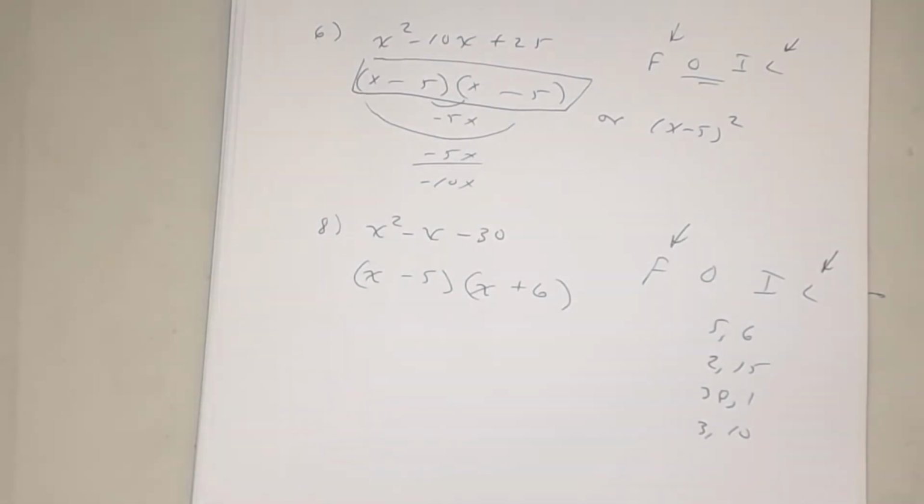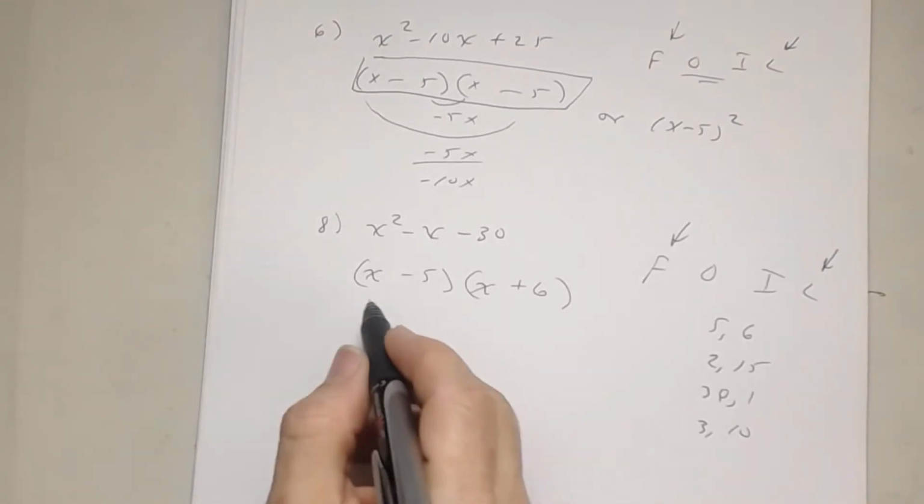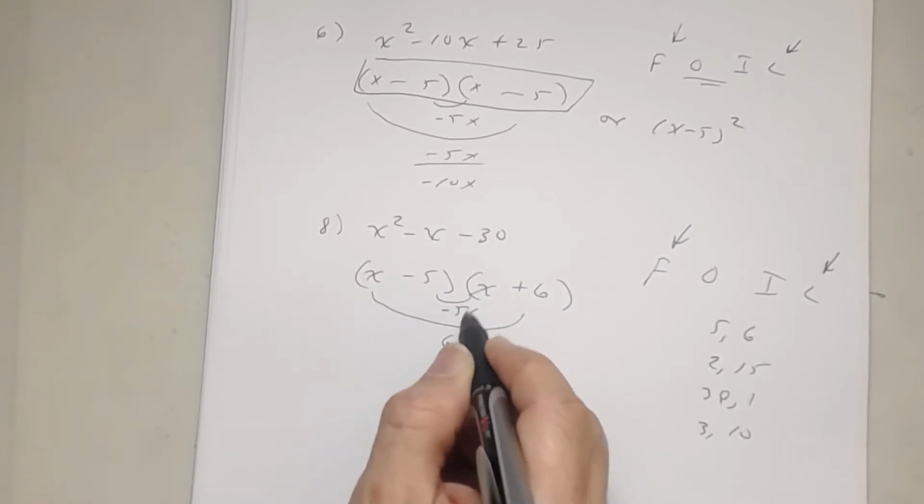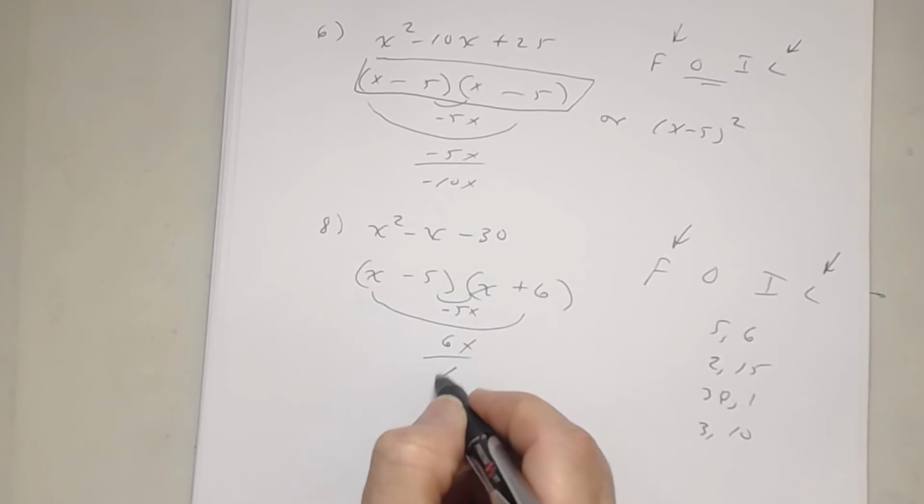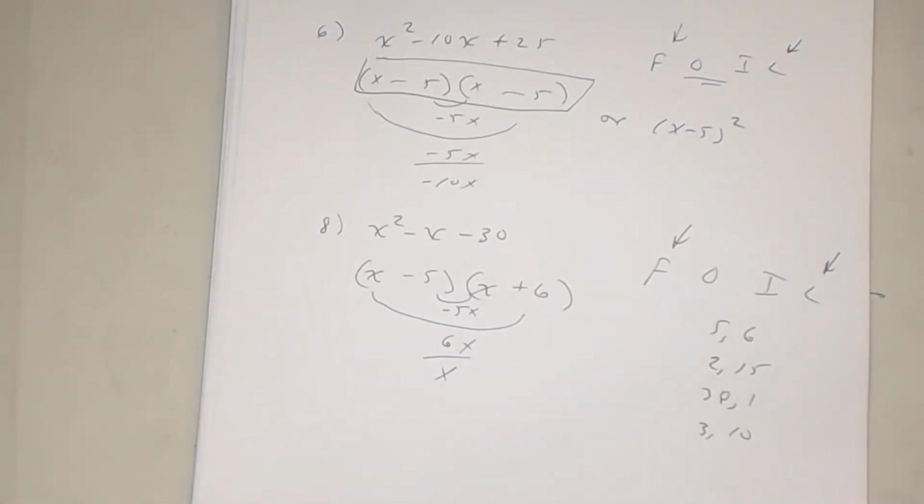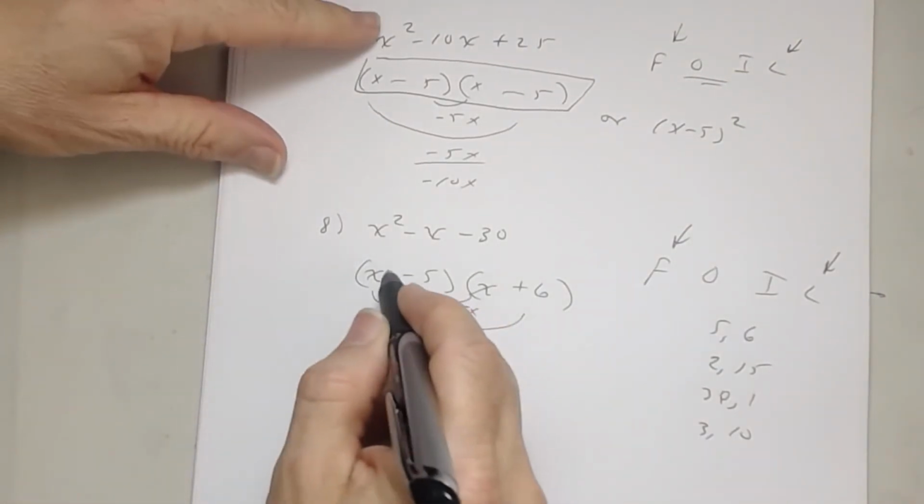Now remember, we've done the F and the L, but don't say that's the answer without checking the outer and the inner. What's the outer? What's the inner? When I add them up, what do I get? What did I want? Negative. So x and negative x are opposites. So that means all I need to do is either switch the signs or switch the terms. Let's just switch the signs.